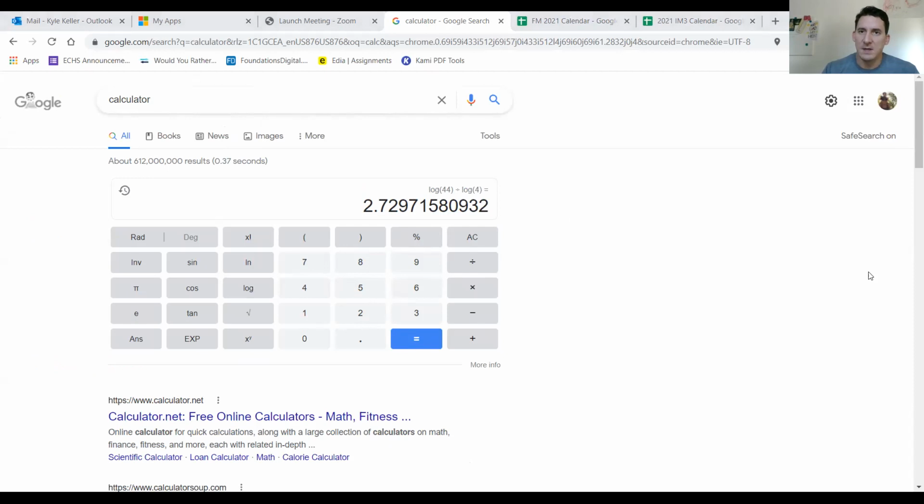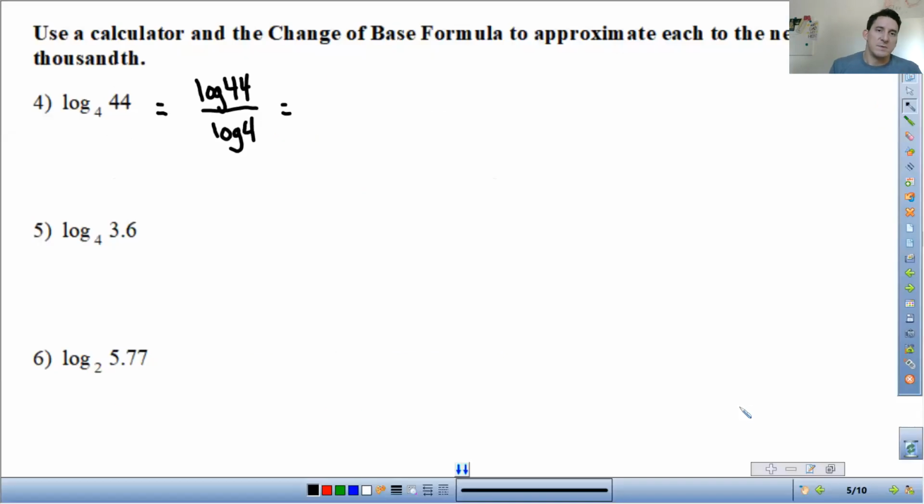Oops, wrong slide. I don't actually need to switch the share. All right. So 2.730. Let's do one more because these are pretty easy.